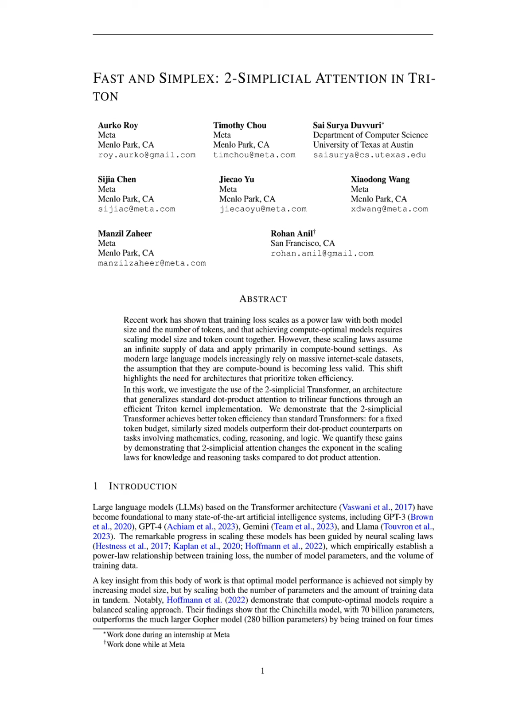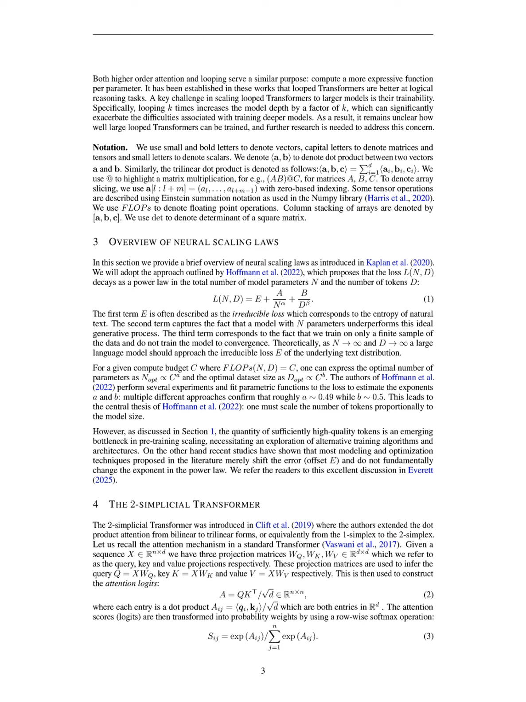The proposed two-simplicial transformer method extends the traditional dot product attention mechanism by utilizing trilinear forms instead of bilinear forms. First, it introduces two additional projection matrices, W_K' and W_V', which allow the model to compute attention logits using a trilinear product of the query, Q, key, K, and the new key, K'. This results in a third-order tensor for attention logits, enhancing the expressiveness of the model. The attention weights are then computed by applying a softmax function to these logits, followed by a weighted sum of the value vectors, which incorporates both V and V' through an element-wise Hadamard product.